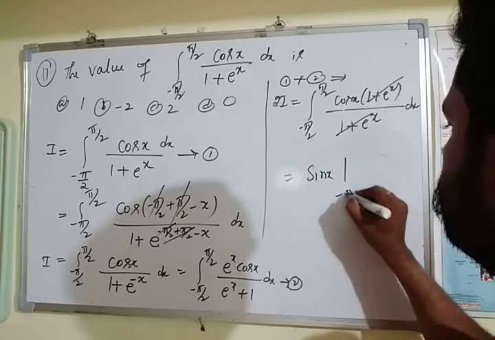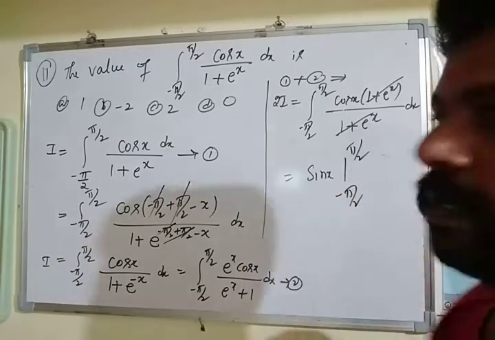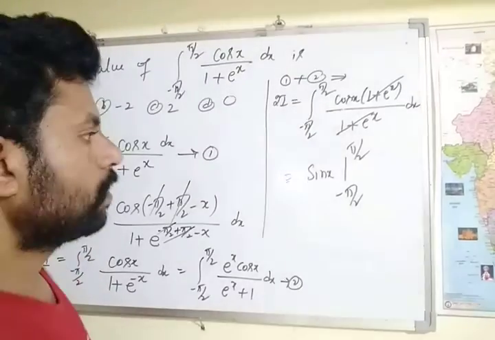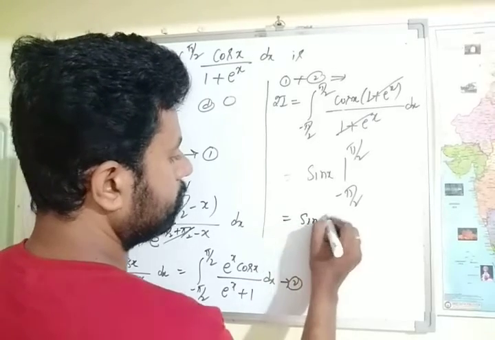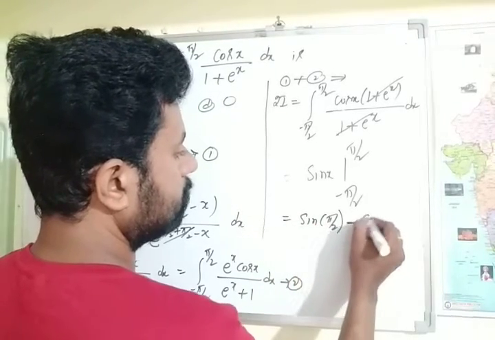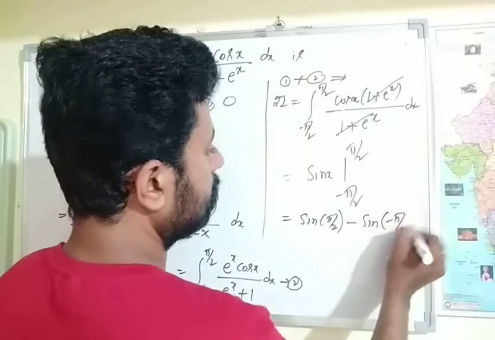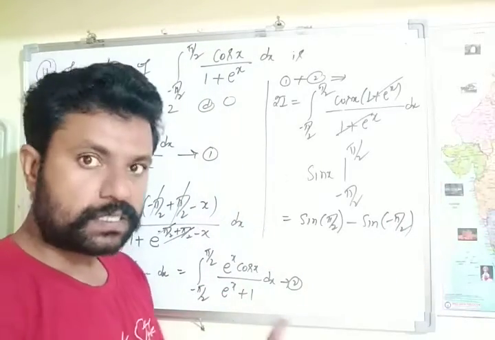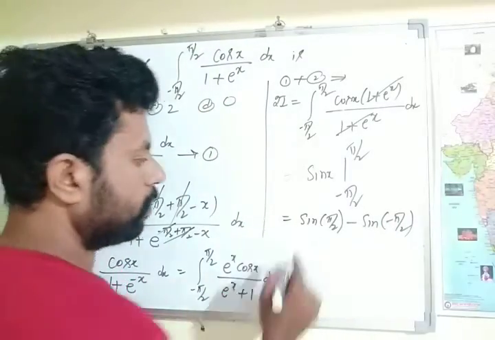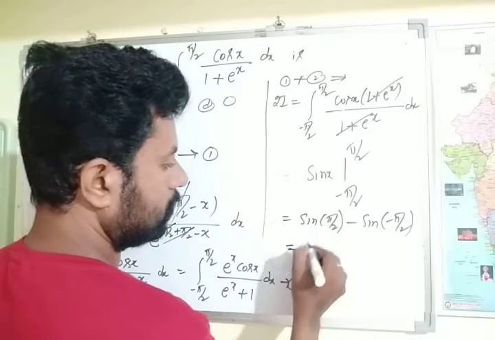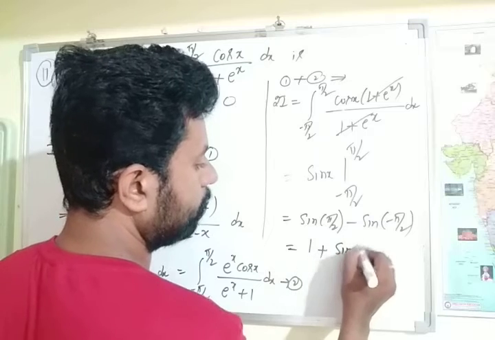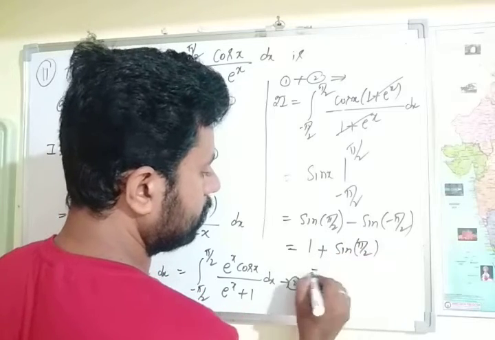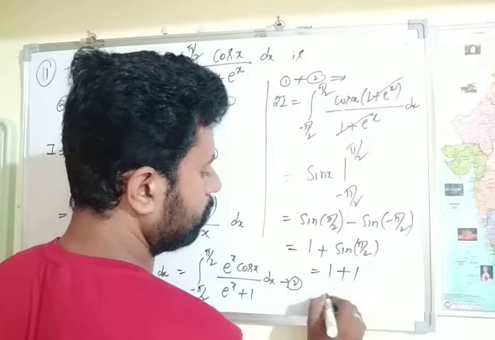From minus pi by 2 to pi by 2, substitute the upper limit minus the lower limit. Here sin of pi by 2 minus sin of minus pi by 2. Sin of minus x is equal to minus sin x. Therefore sin of 90 is 1, minus into minus gives plus sin of pi by 2. Applying the property, it is 1 plus sin of pi by 2, which is 1. 1 plus 1 is 2.